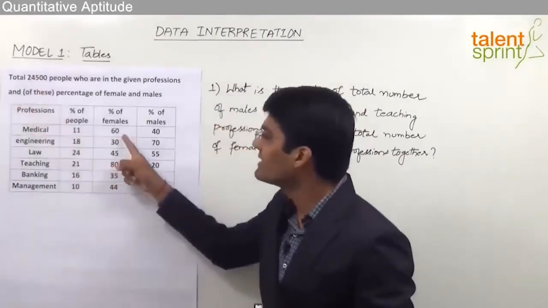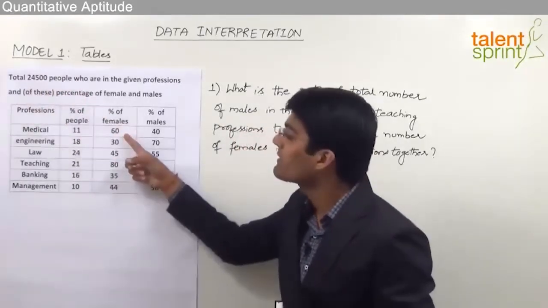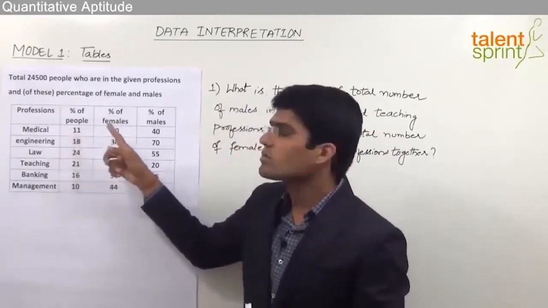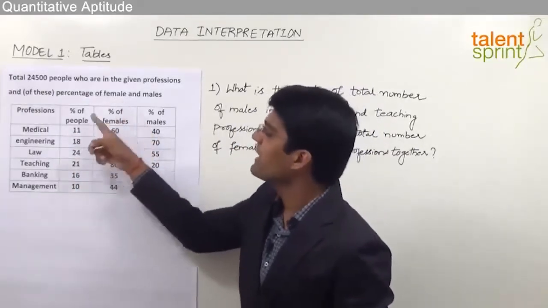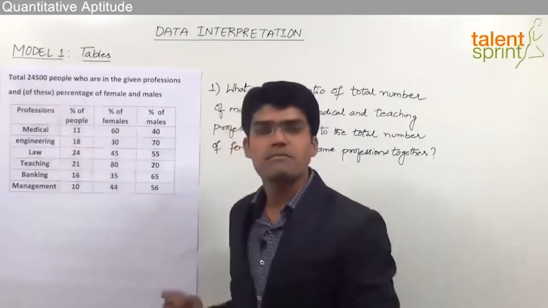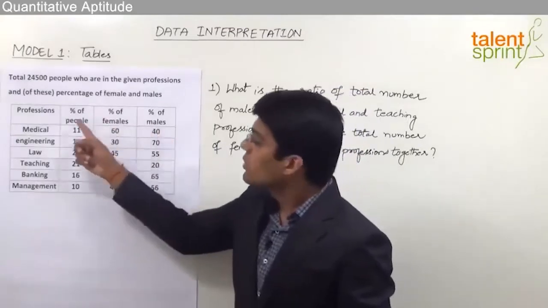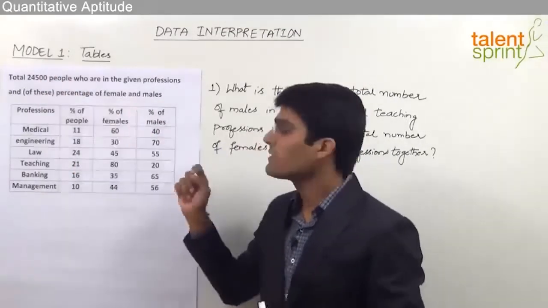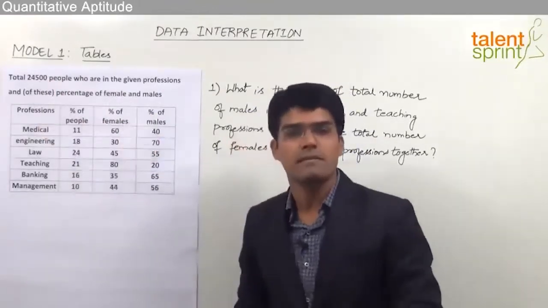Why? Because this 60% here is not with respect to the total number of people. This 60% is with respect to the number of people in medical, that is 11%. So the number of females in the medical profession will be 60% of 11% of 24,500. Likewise, the number of males will be 40% of the total people in the medical profession, but not 40% of the actual total number of people. So it should be taken as 40% of 11% of 24,500.